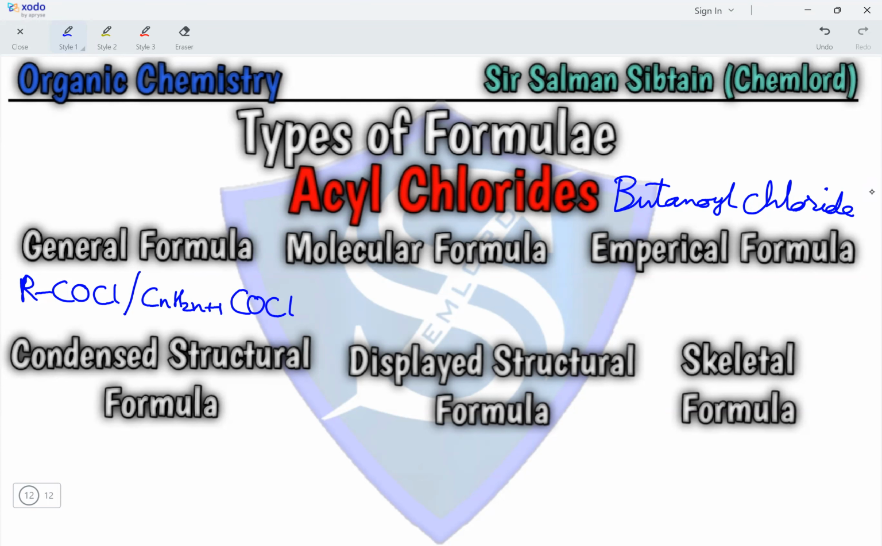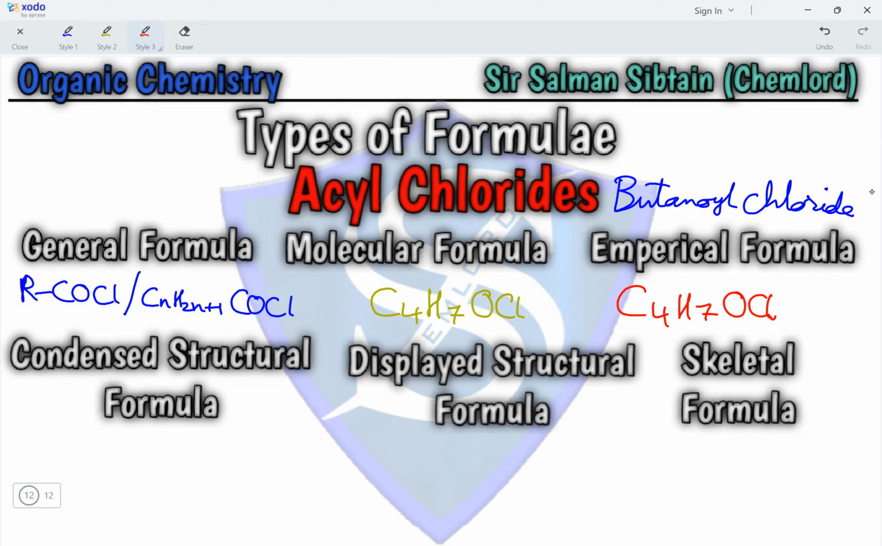So in butanoyl chloride, we would have four carbon atoms in the chain, and we would have seven hydrogen atoms present attached to the three carbon atoms, because one of them would be attached to an oxygen and a chlorine atom as part of the functional group. Now, since the molecular formula has a single oxygen and a single chlorine present, the empirical formula would be the same as the molecular formula, being C4H7OCl. This is the empirical formula of butanoyl chloride.